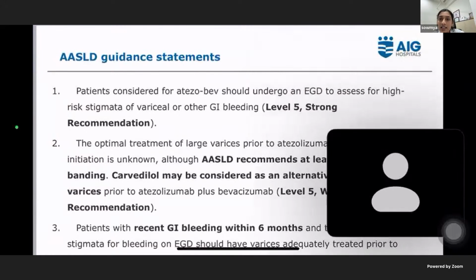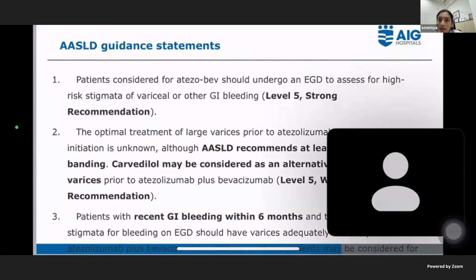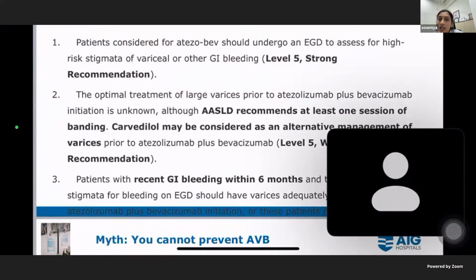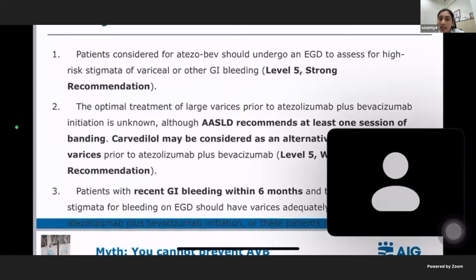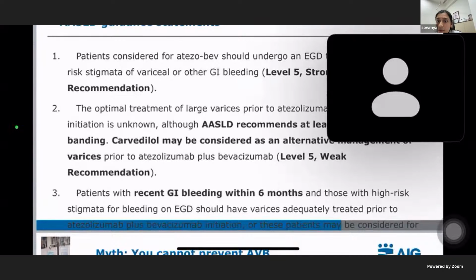The AASLD guideline statement says that patients considered for atezolizumab should undergo upper GI endoscopy to assess for high-risk stigmata of variceal or other GI bleeding. The optimal treatment for large varices prior to atezolizumab and bevacizumab combination initiation is still unknown, although AASLD recommends at least one session of banding, and carvedilol may be considered an alternative for the management of varices prior to immunotherapy. Patients with recent bleeding within 6 months and those with high-risk stigmata of bleeding on EGD should have their varices adequately treated prior to immunotherapy.